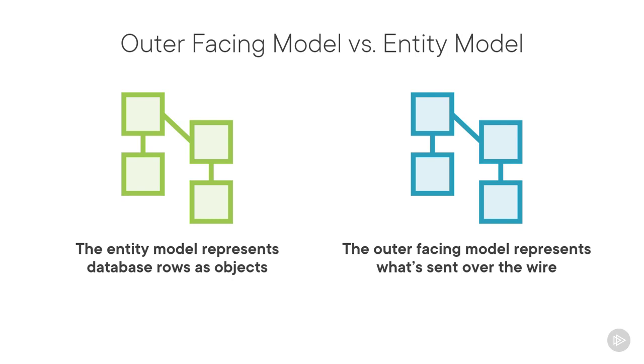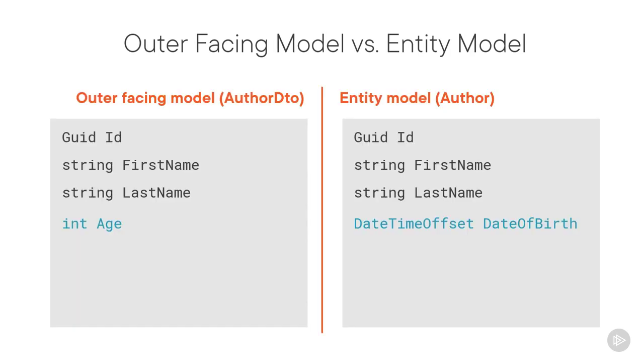The fact that we separate this leads to possibilities. Take an author, for example. On screen you see some pseudocode for that. An author is stored in our database with a date of birth. But that date of birth, well, that might not be what we want to offer up to the consumers of the API. They might be better off with age.